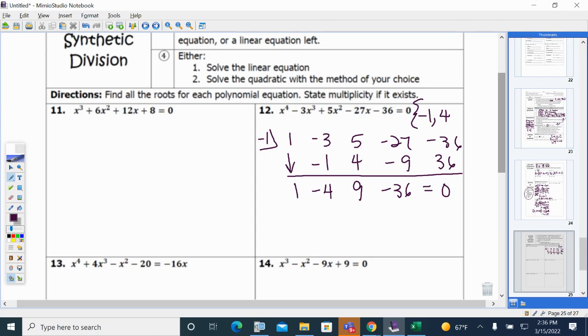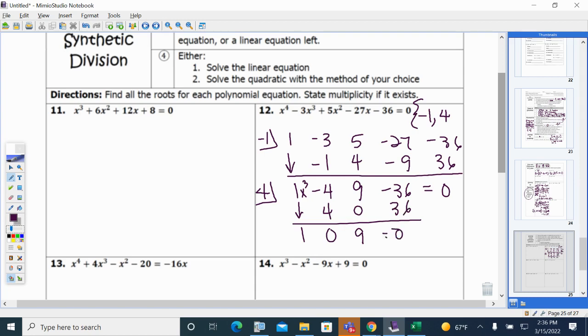Now, you should get a 0 on the end because it is a solution. There should be no remainder. Because it's a solution, it's also a factor. And that brings us down to a cubic function. And I'm going to go ahead and synthetically divide out the 4. Bring down the 1. 1 times 4 is 4, 0, 0, 9, 36. And again, I get a 0.